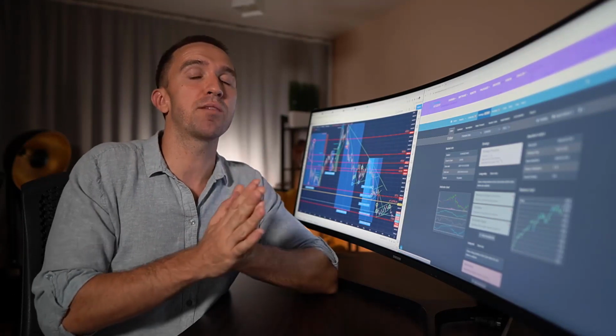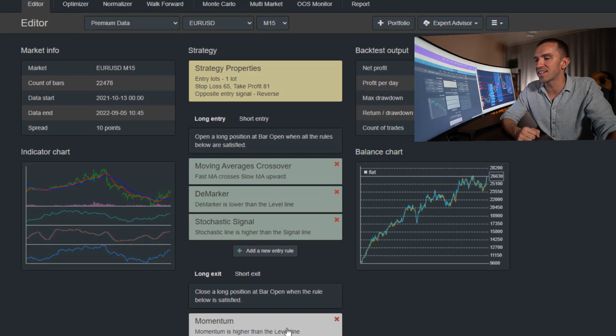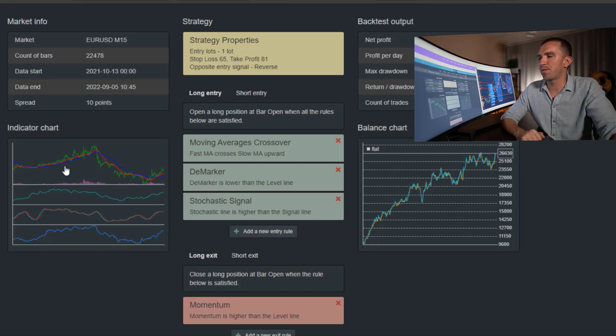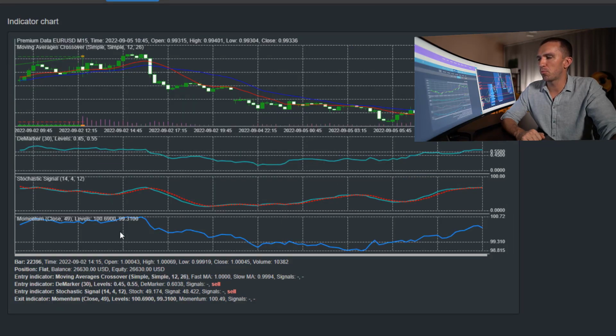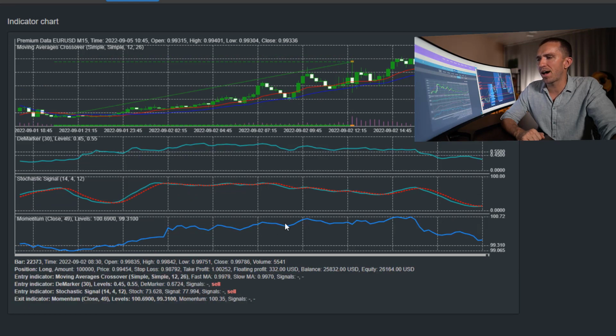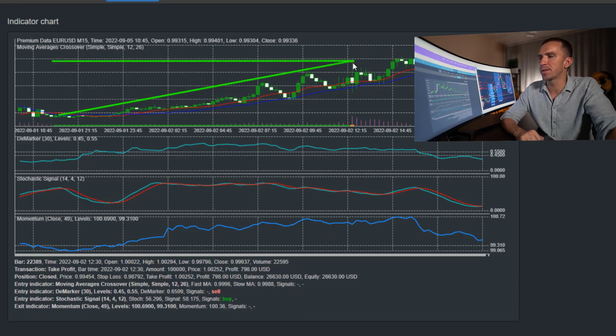If the stop loss and the take profit are not met until the time of this event or the time of the signal from the exit condition, we should close the trade whenever momentum is higher than the level line. Momentum period of 49 and level 100.69. Now if I go on the chart, you will see the momentum right over here below. And one more time, to exit the long trade, we need to see the momentum going above the line of 100.69. But in this case, with this example, we had the take profit reached.